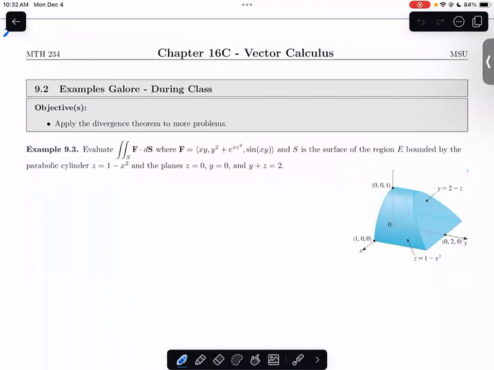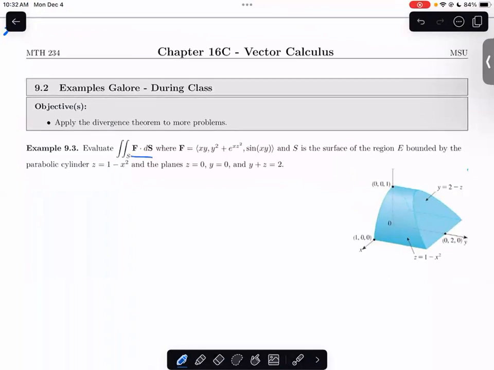We want to evaluate this surface integral. We're given a vector field. S is the surface of the region E bounded by this parabolic cylinder and 3 planes. So this again is some completely surrounded region.